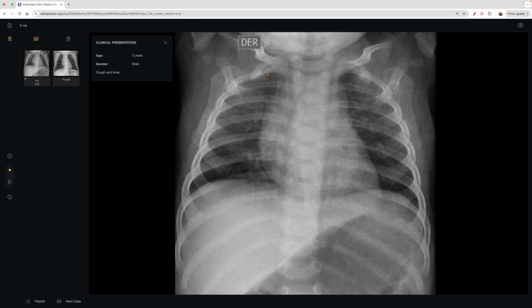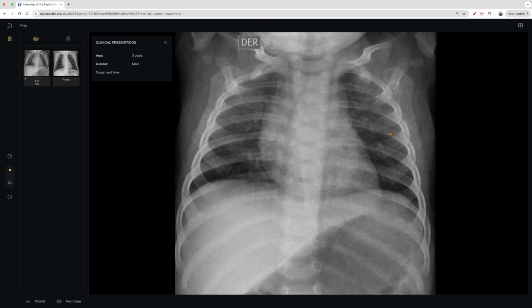So there's 1, 2, 3, 4, 5, 6, 7, maybe 8 posterior ribs above the diaphragm. Typically, we want to see 9 to 10. So technically, we would say this is an image with reduced inspiratory volume. When you have reduced inspiratory volume, it makes the pulmonary vasculature look more crowded than it actually is.